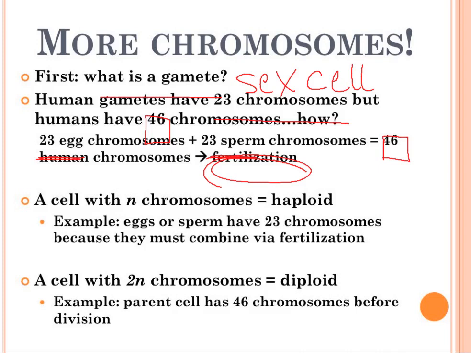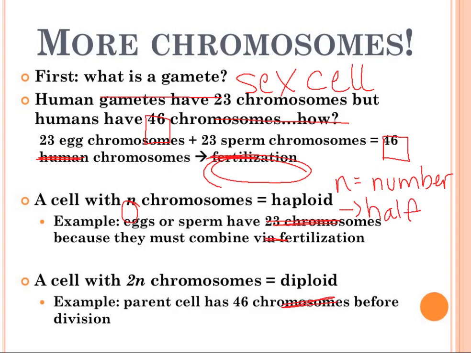So a couple new terms here. We have the word haploid and diploid. So a cell with N, which N means the number of chromosomes, so just N number with number of chromosomes. So that's your basic. So 23. So N is always going to be haploid or half. So haploid means half the number of chromosomes. So you have to combine with something to get your full number.